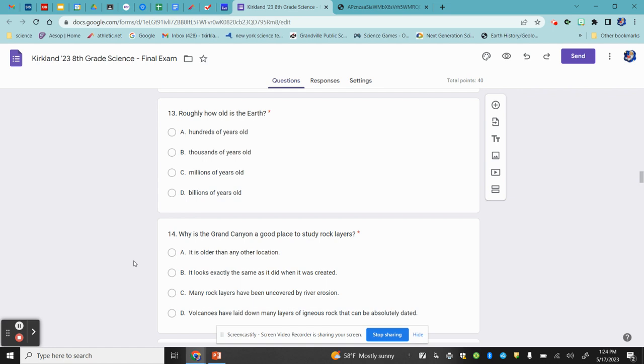14, why is the Grand Canyon a good place to study rock layers? A, it is older than any other location. B, it looks exactly the same as it did when it was created. C, many rock layers have been uncovered by river erosion. D, volcanoes have laid down many layers of igneous rock that can be absolutely dated.